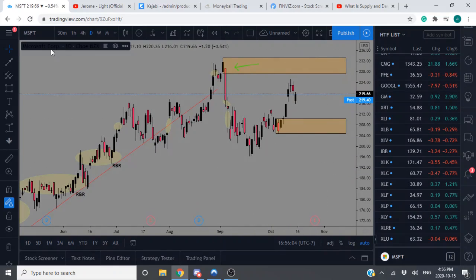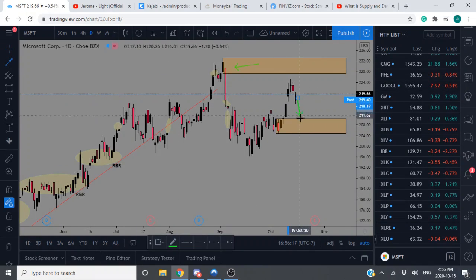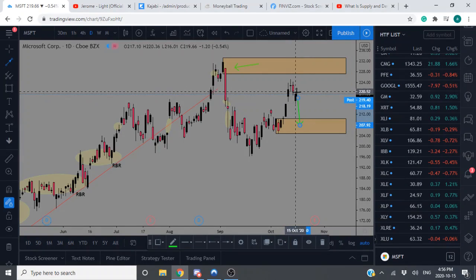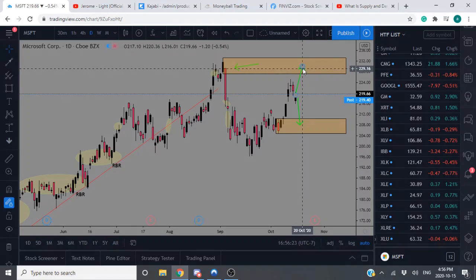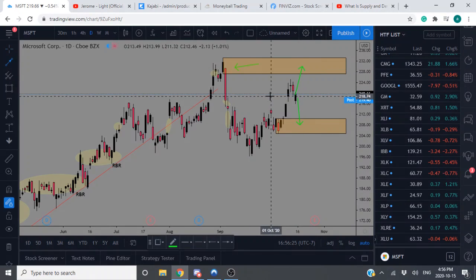Okay, so same thing. Microsoft, here is my higher time frame daily supply zone up here. Here is my daily demand zone down in here. I want to be a buyer if and when price comes down here, or I want to be a seller if and when price comes up into here. Why? Because like we identified at the start of the video, this is a lot of selling coming in, right?